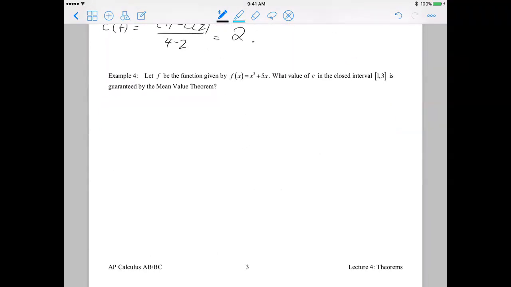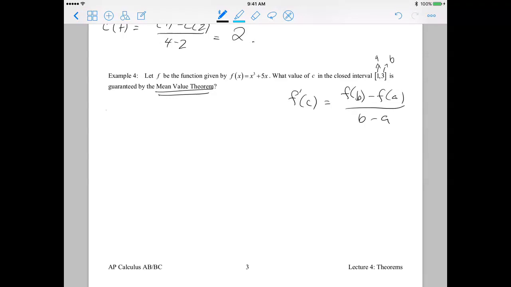Okay, example 4, let f be the function given by f of x is equal to x cubed plus 5x. This question is asking what value of c is guaranteed by the mean value theorem. Okay, well I know that the mean value theorem says that f prime of c is equal to f of b minus f of a over b minus a. Well, the question is, what are a and b? Well, remember, those are the numbers that are the interval that you're talking about. So the interval that we're talking about here is 1 and 3. So my 1 is going to be a, and my 3 is going to be b.